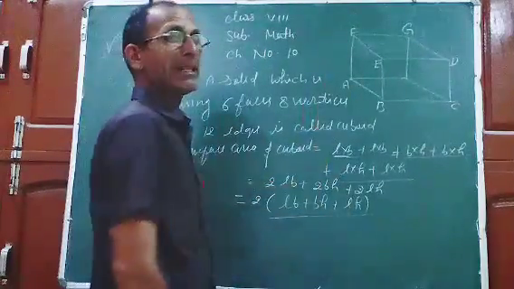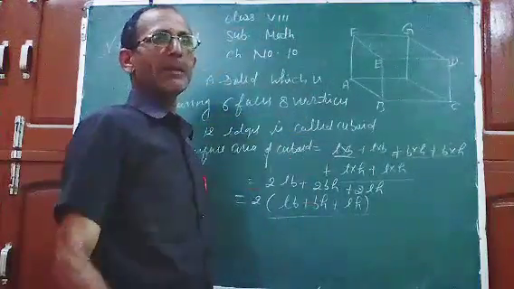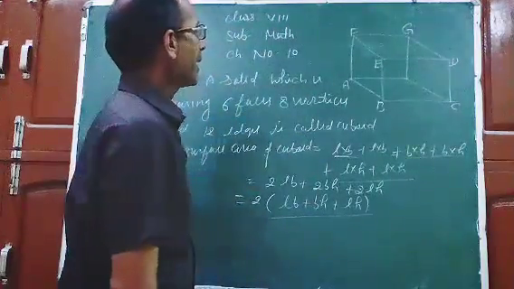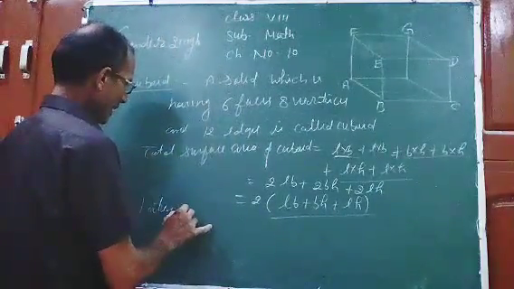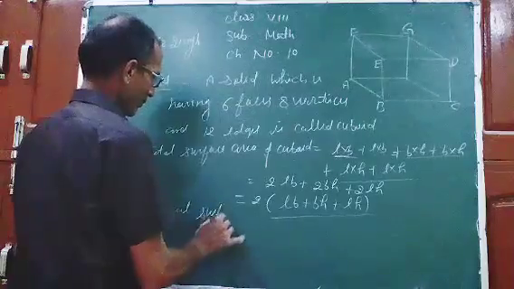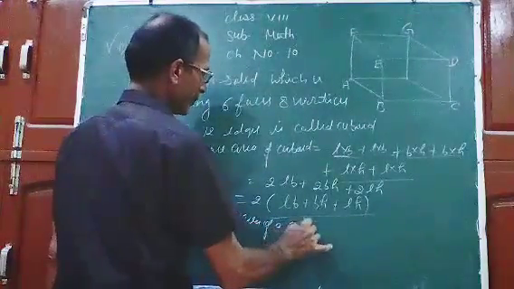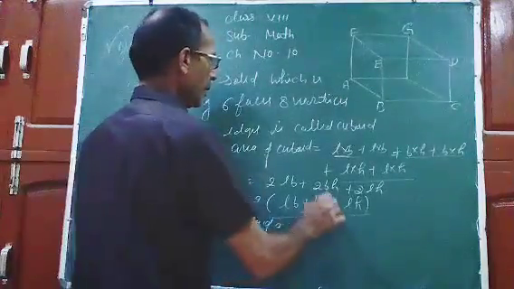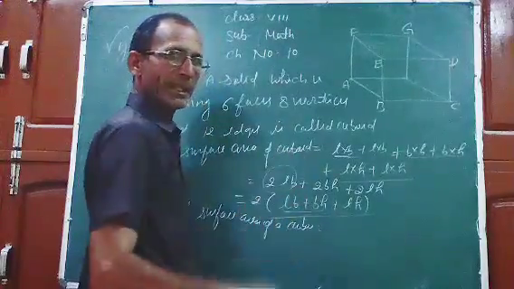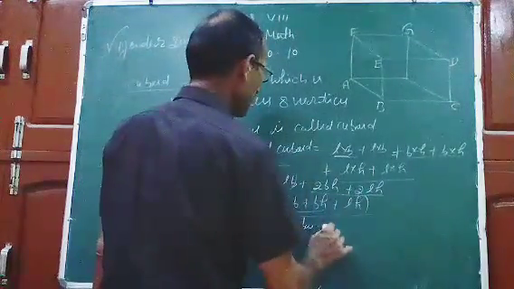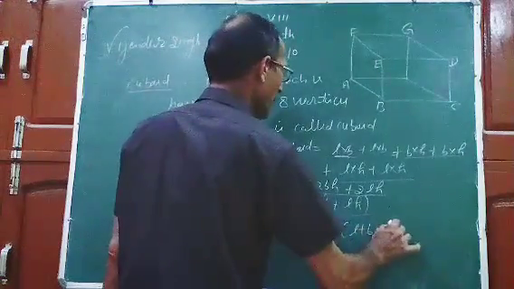Now if you have to find the lateral surface area, lateral means excepting top and base. Top and base area will not be included. So the lateral surface area of a cuboid: length and breadth, top and base, this portion is neglected, so only this portion is left. So 2 into L plus B multiplied by H.